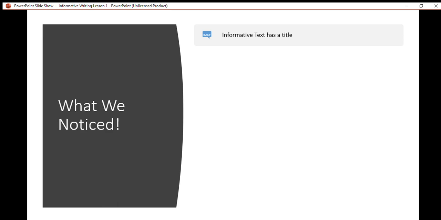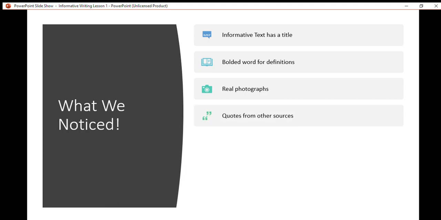Informative text has a title. There are bolded words for definitions. We saw real photographs with captions that explain what was in those photographs. We saw quotes from other sources. We found real facts and information about the topic we read about.